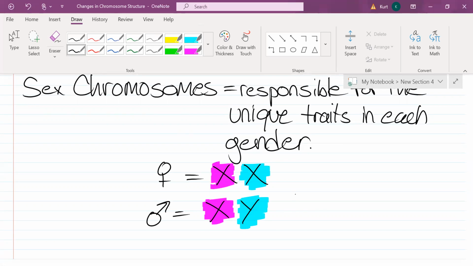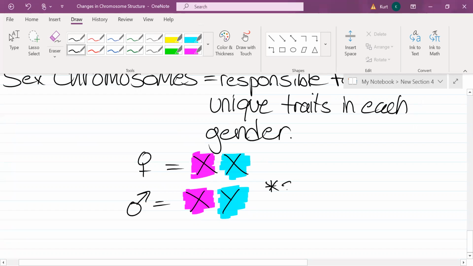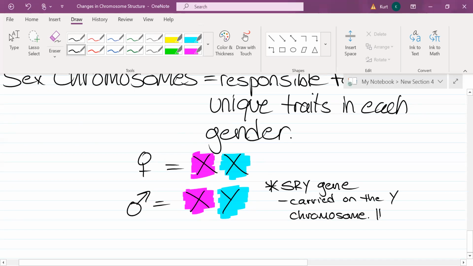But there's a little asterisk here. The Y chromosome isn't really what makes a guy a guy. It's the SRY gene. The SRY gene is carried on the Y chromosome. It's responsible for male traits.